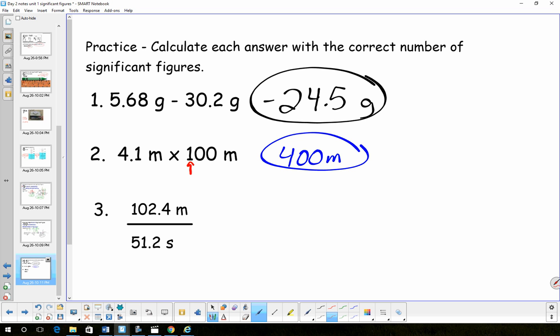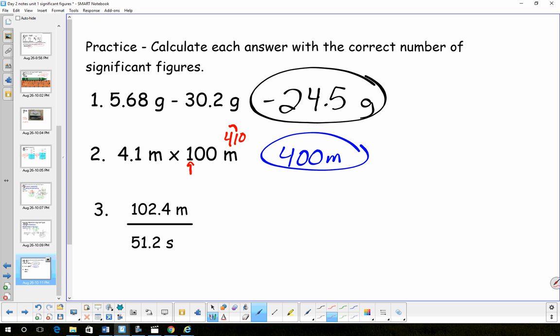So the calculator throw-up answer would be 410, right? But I can't show that one because I only have one significant figure. So I can only have one number here. So I have to look here, and it's not big enough to round up, so I drop it and just put a 0. Yes, because that shows me how big it is. If I took the zeros away, 4 is not the same as 410, right? But 400 is closer.